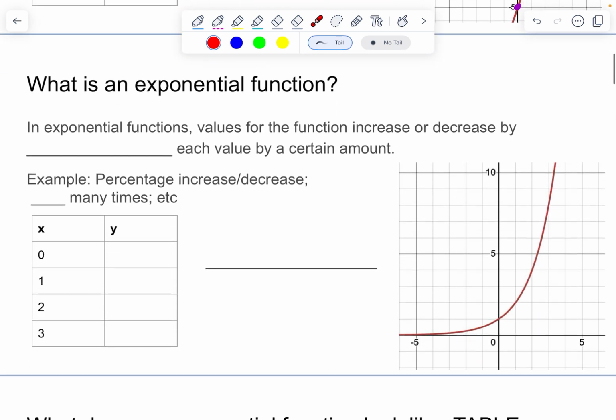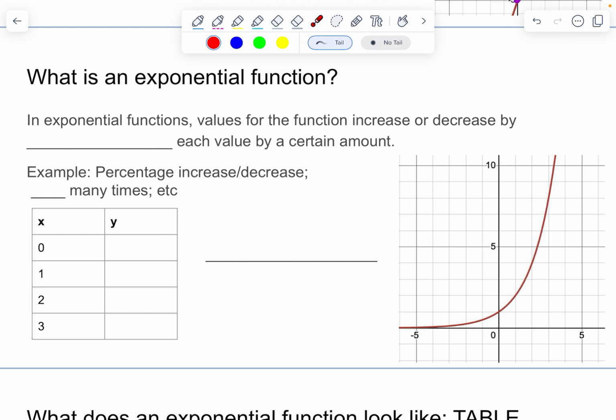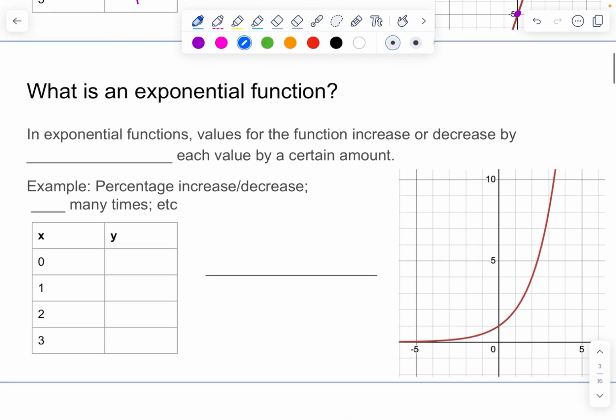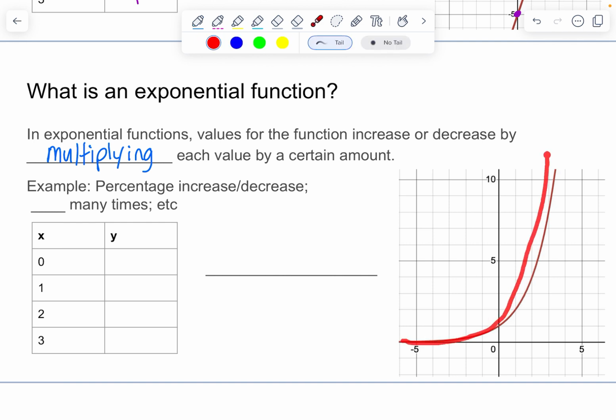So in an exponential function, rather than increasing or decreasing by addition, we're now going to be increasing or decreasing by multiplying by a certain amount. And this could also go with dividing, because multiplying and dividing are inverses of each other. But if you're dividing by something, you're multiplying by its inverse. So same idea. So this graph represents an exponential function. We no longer have a straight line. We now have this J-shaped curve. That's what you typically see in an exponential function.